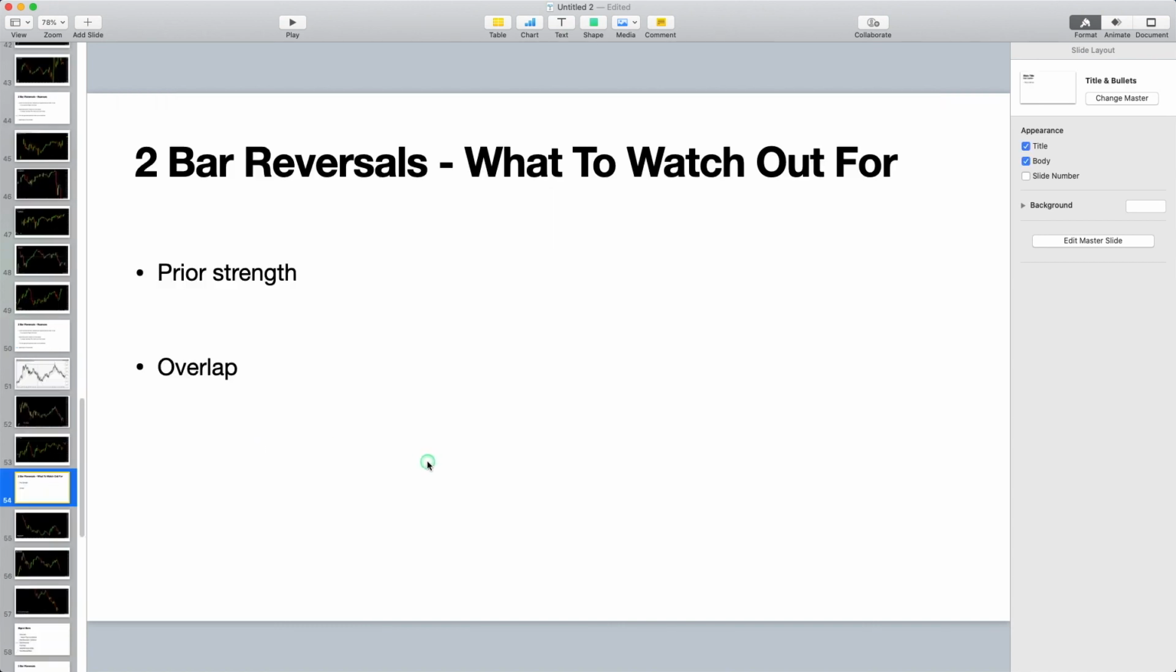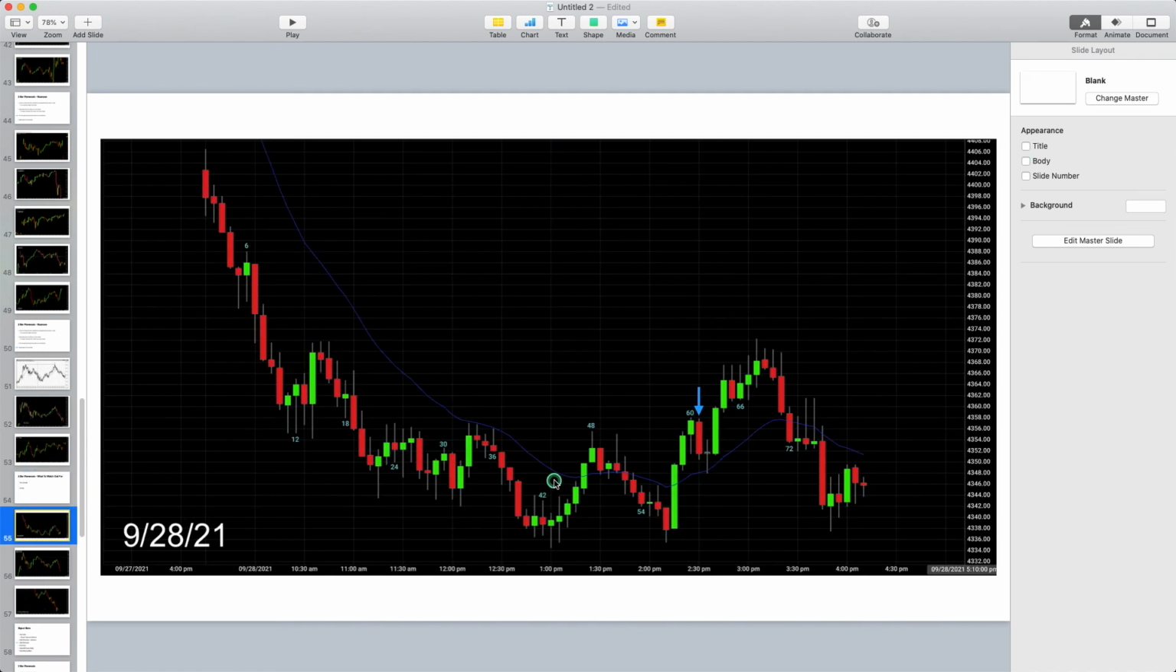The last section for 2-bar reversals is what to watch out for. Two important things to watch out for here are prior strength and overlap. Prior strength is important with 2-bar reversals because by definition, a 2-bar reversal has strength in the opposite direction first. So here we have a 2-bar reversal at 60-61, and by definition we need a bull breakout first. So we need a bull bar and then a bear bar to form a bearish 2-bar reversal.